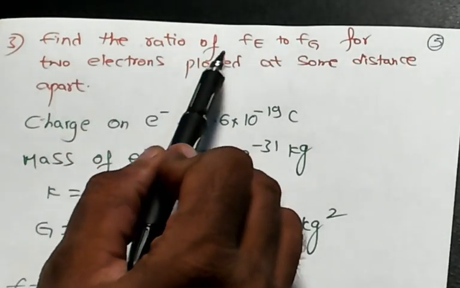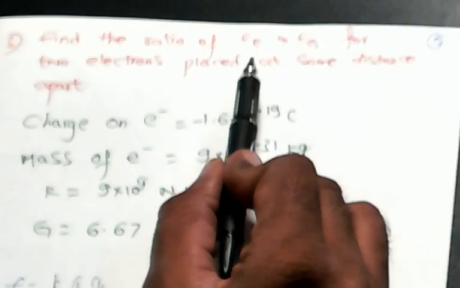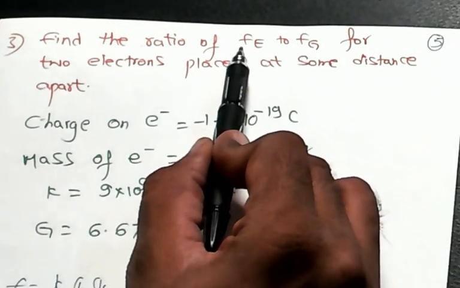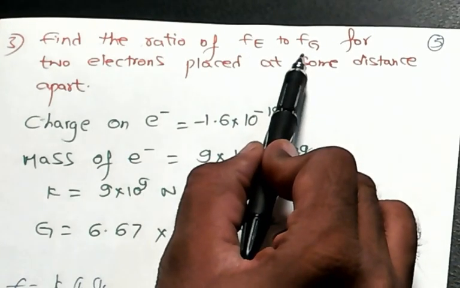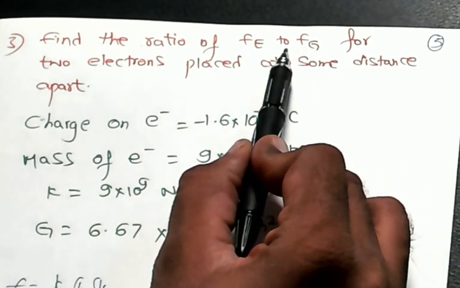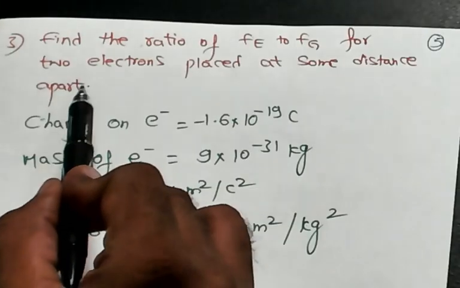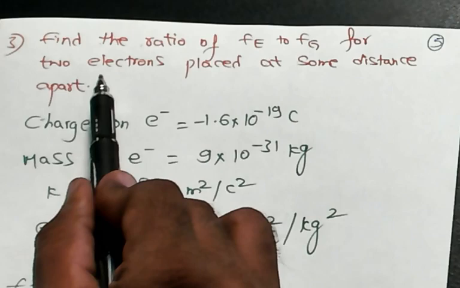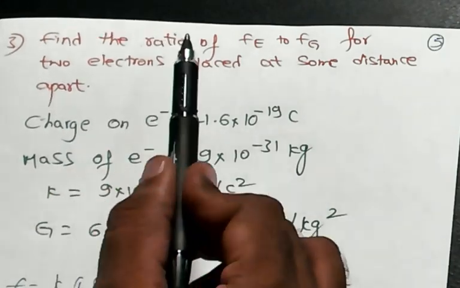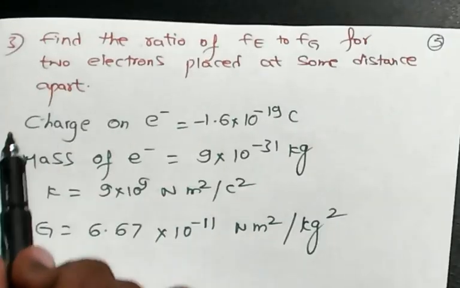Find the ratio of the electrostatic force to that of the gravitational force for 2 electrons. Here the point charges are 2 electrons. They are placed at some distance apart.